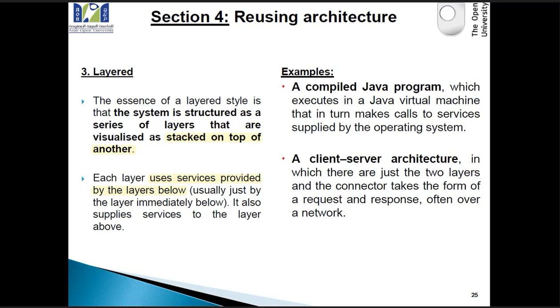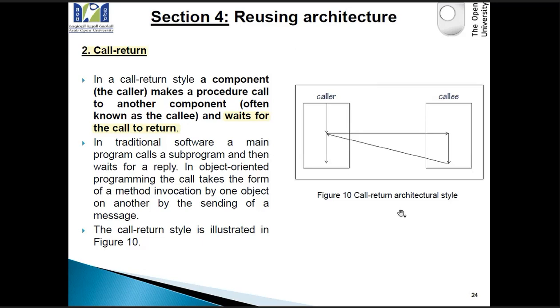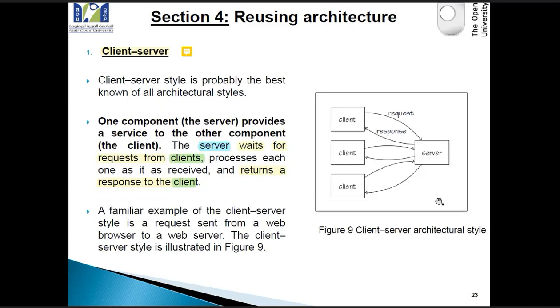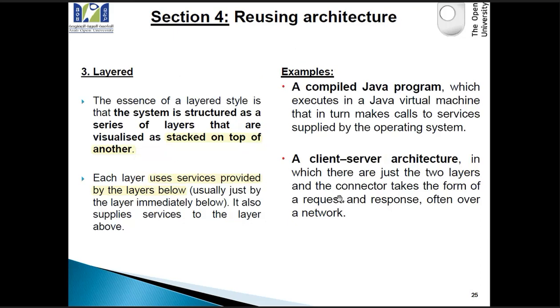And another example: the client-server, sometimes it can be called layered, but it's a specific type of layered architecture. Why? Because it's going to have two layers. So let's go back to client-server. We can count this as the first layer and this as the second layer. Okay, basically.